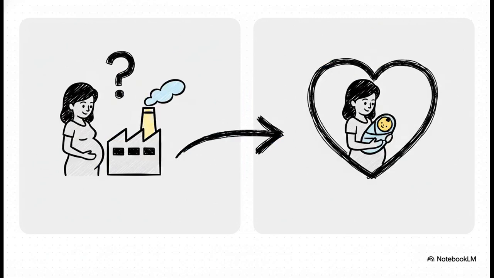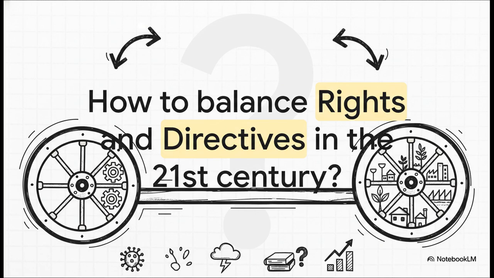And here's another crystal clear one. Article 42 called for humane working conditions and maternity relief. Well, that directly spurred the creation of the Maternity Benefit Act all the way back in 1961, a law that has protected working women for decades. So as you can see, the directive principles are anything but historical relics. They are a dynamic, living part of how India is governed, constantly pushing the country forward.